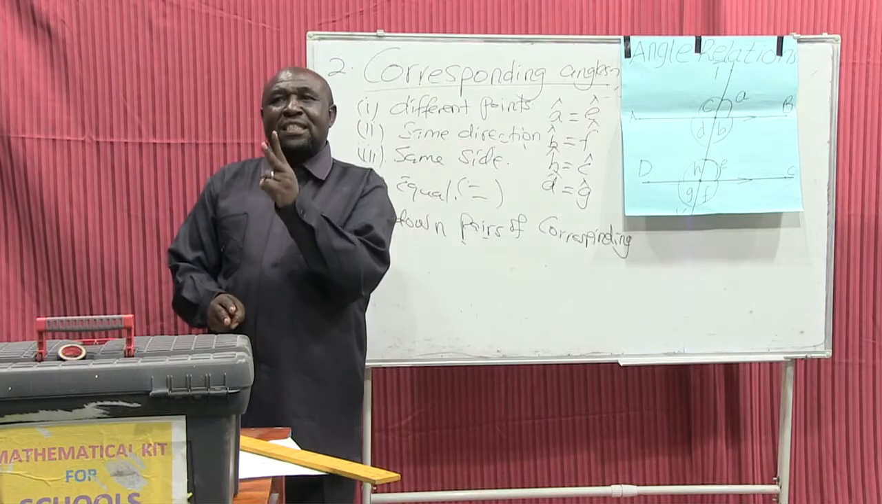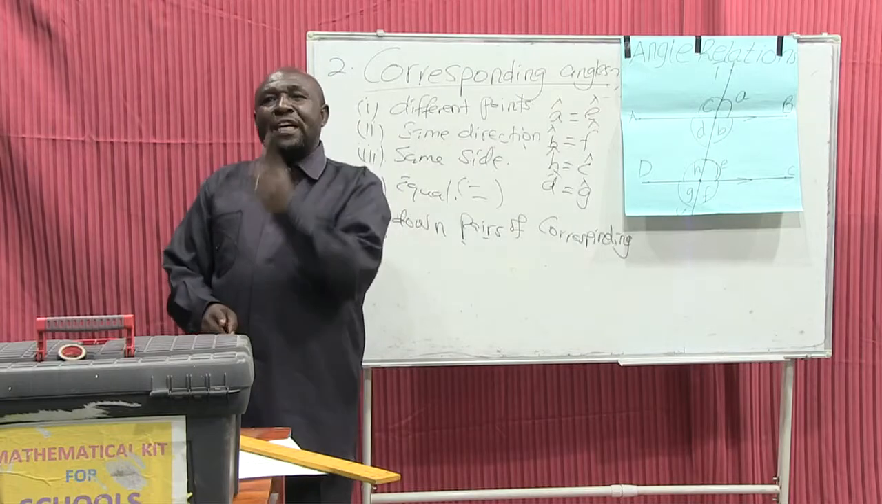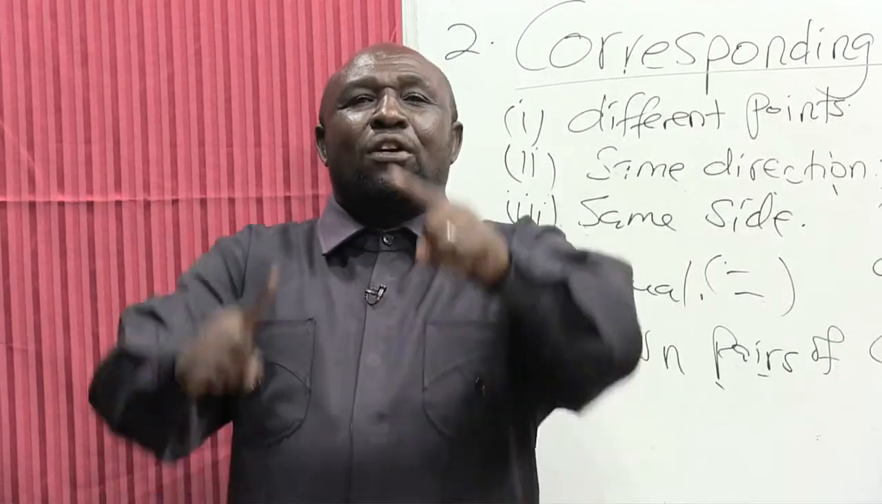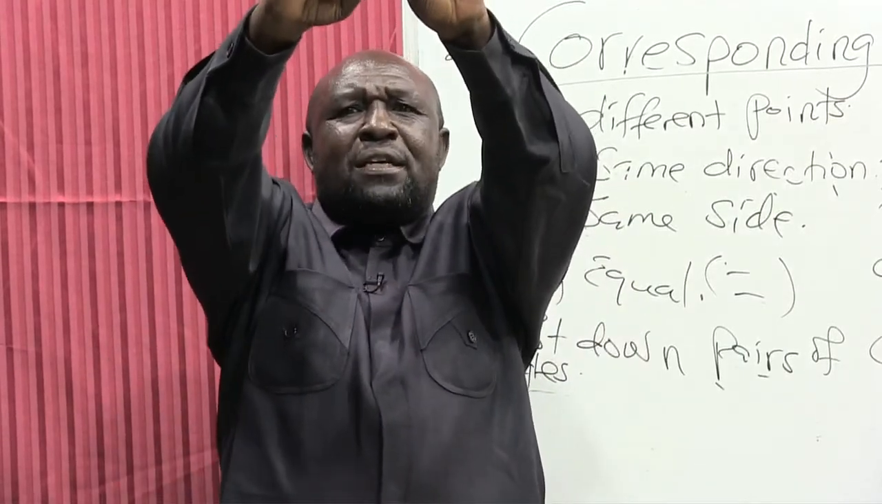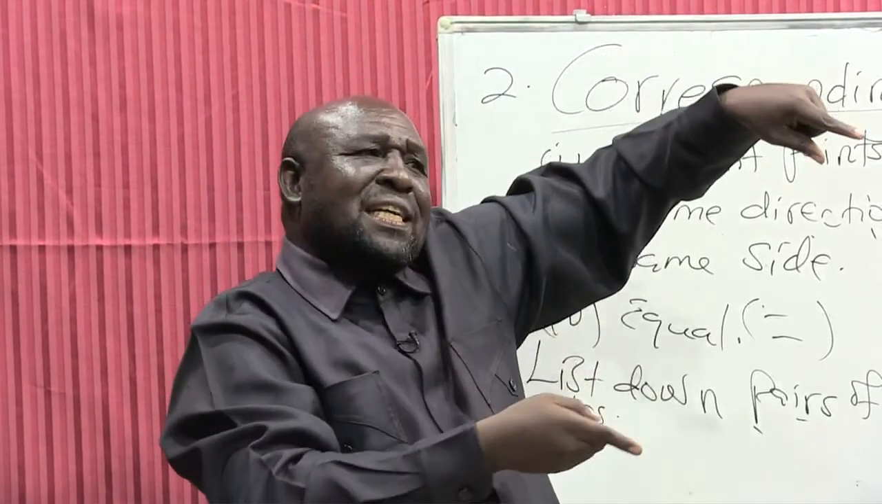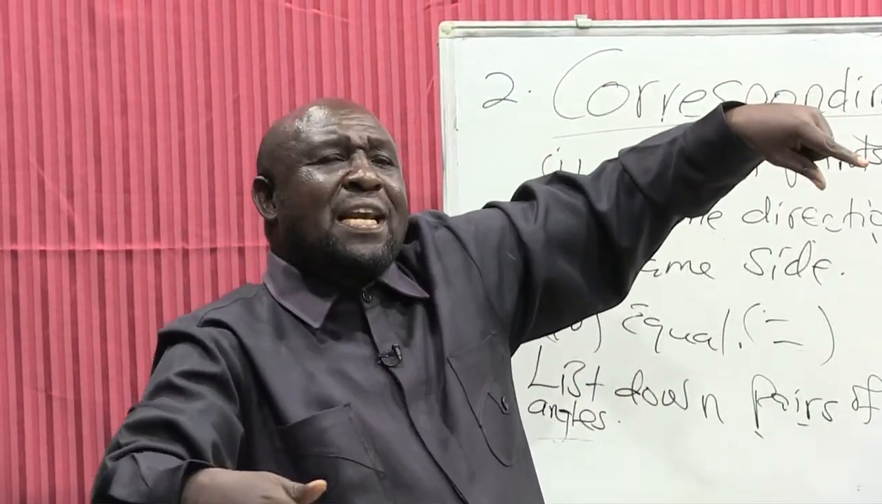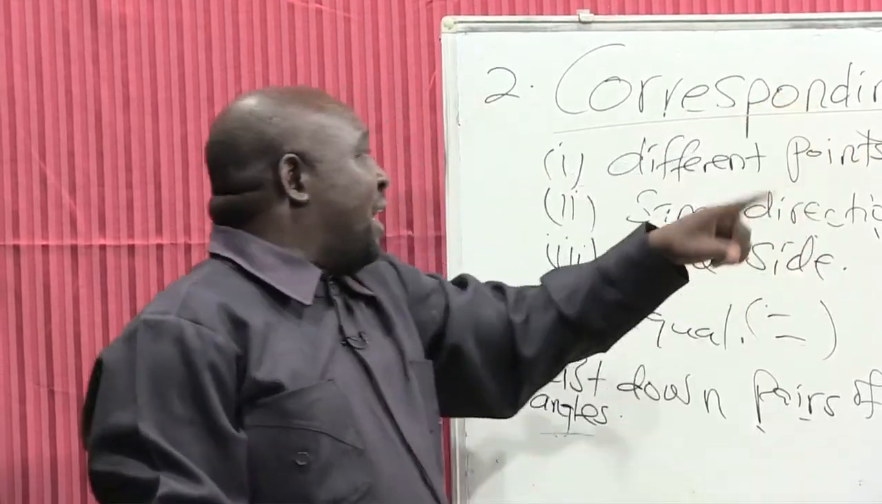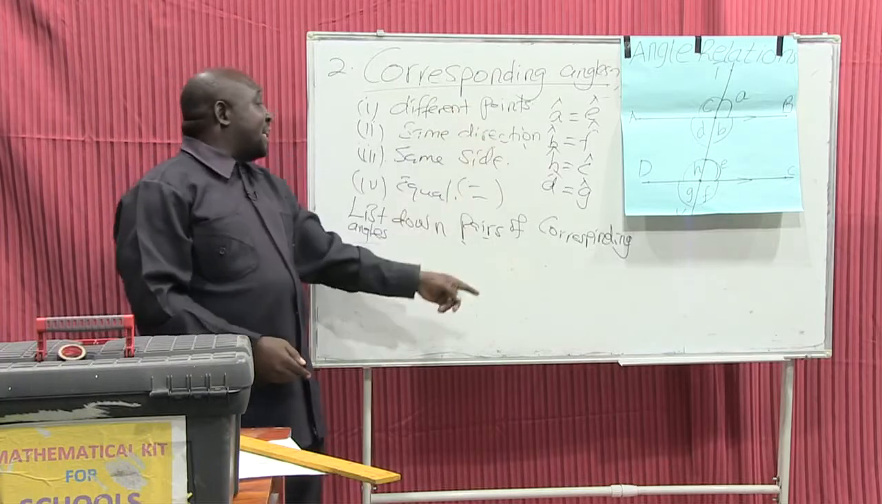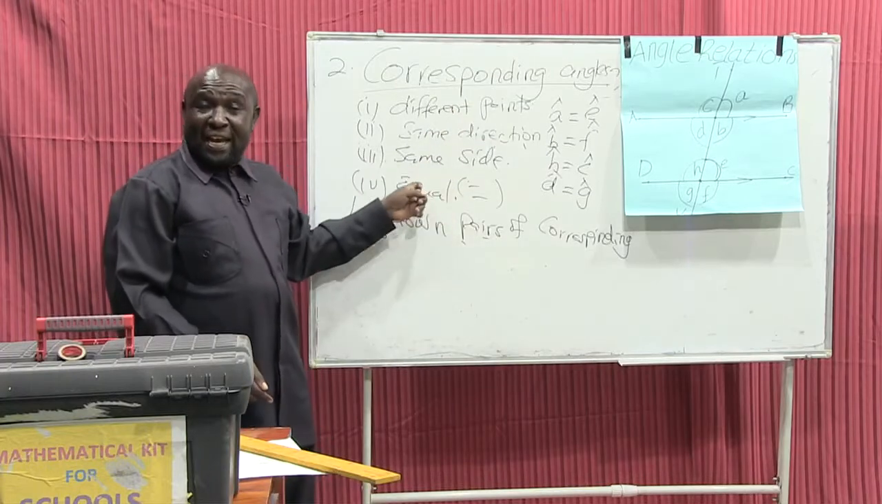So the next lesson, we are going to discuss another remaining basic principle. Today we have discussed two: vertically opposite angles and corresponding angles. If you do like this, you get vertically opposite angles. Okay, if you have parallel lines and a transversal line, you get corresponding angles, looking at different points, same direction, same side, and they are equal.